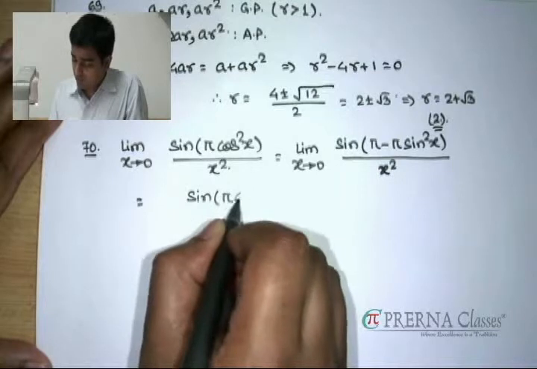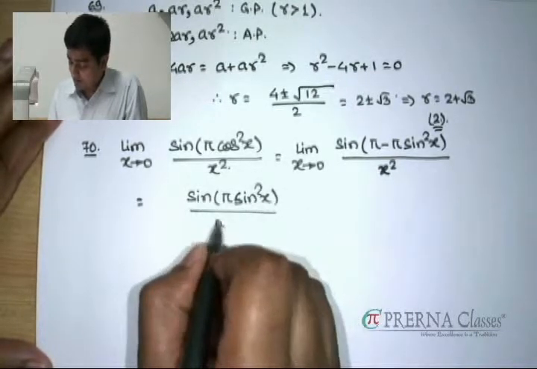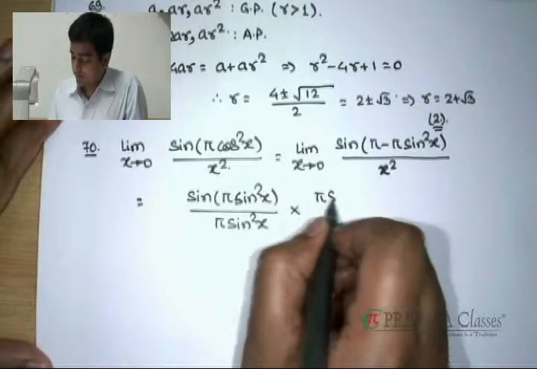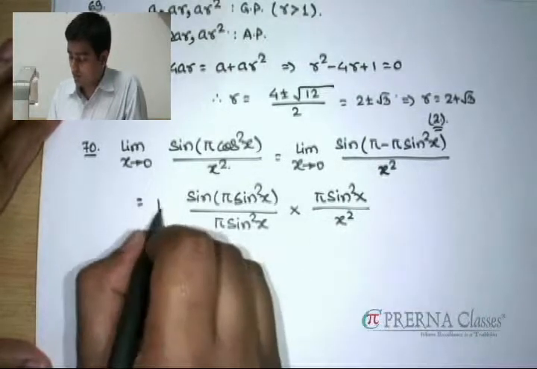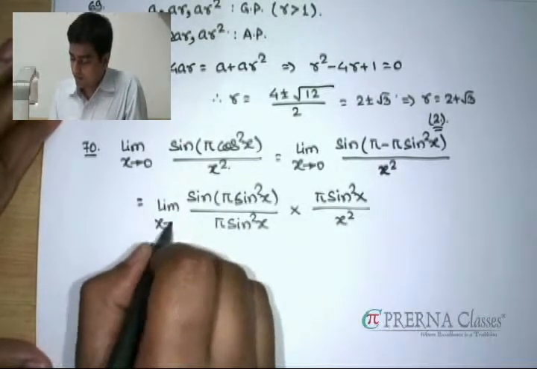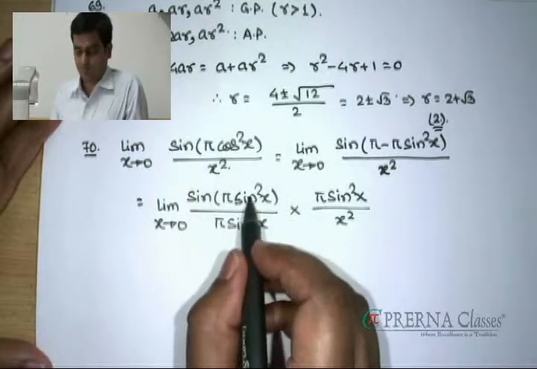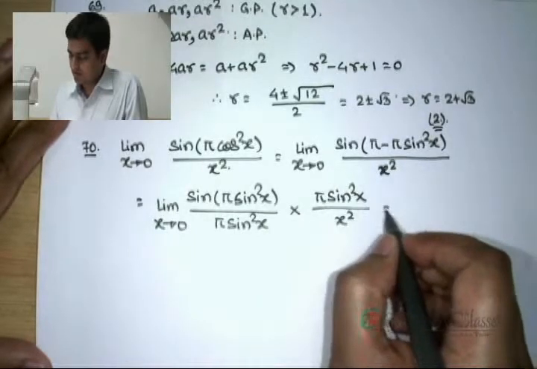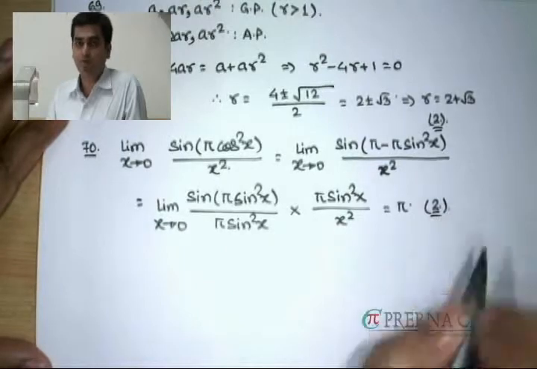So in order to utilize that standard result of limit, we have to have pi sine square x in the denominator. Let us multiply with the same along with x square in the denominator, and then we have limit x approaching 0. This part is clearly 1 because it's in sine theta by theta form where theta approaches 0. This part is also 1, so the whole result matches with pi, which is the option 2 in that problem.